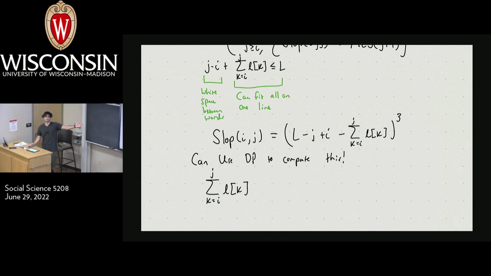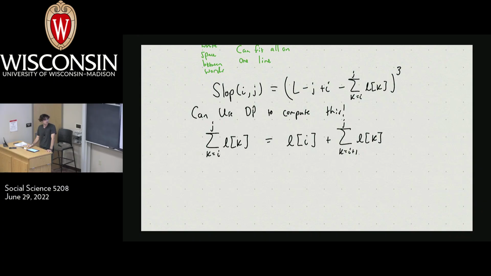Well, what's a recursive definition of a sum? It's going to be the first element plus the rest. And then if we want a base case, we could say if i is greater than j, then it's the empty sum, so it's 0. So we can also recursively define this sum.